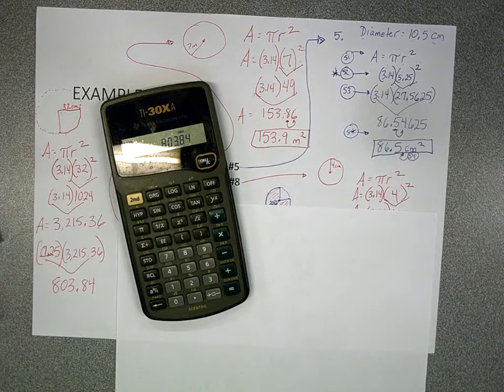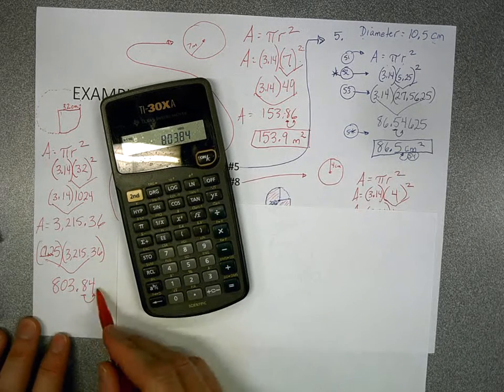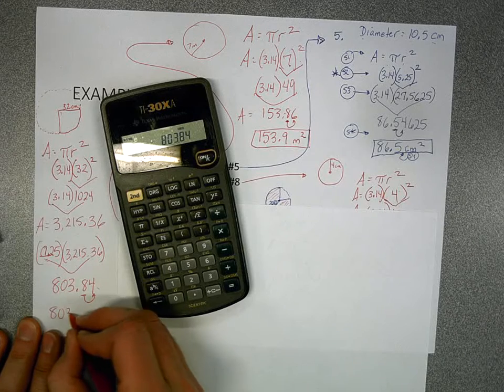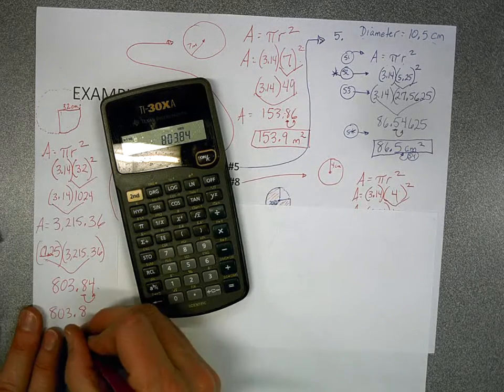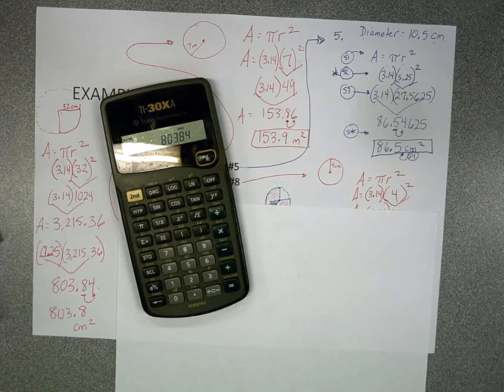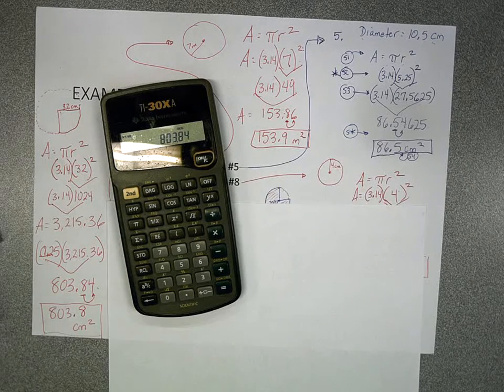I need to check my rounding part. Let me reread it here. Round to the nearest tenth. So it wants me to round right here. 4 makes the 8 stay the same. 803.8, and now my units are in centimeters. So it is square centimeters. If you used the pi key, it's actually 804.2 square centimeters. It's a little different.